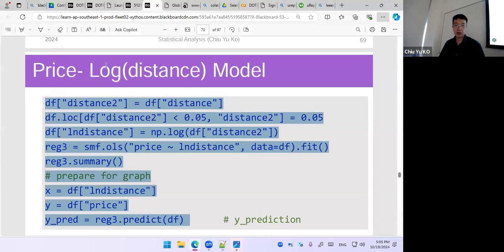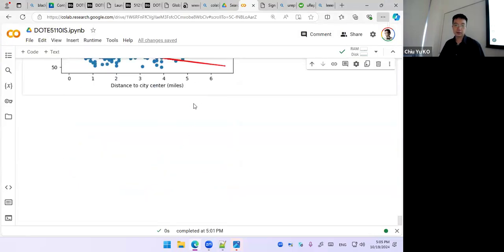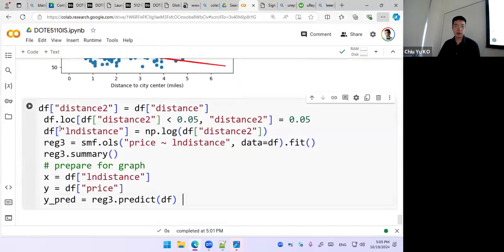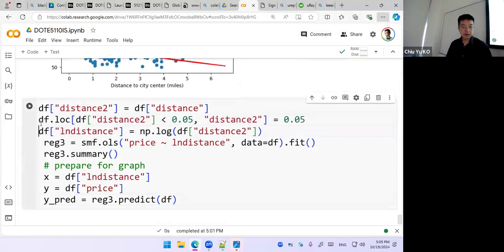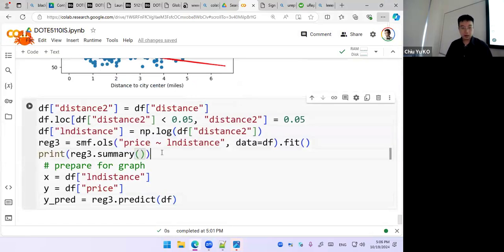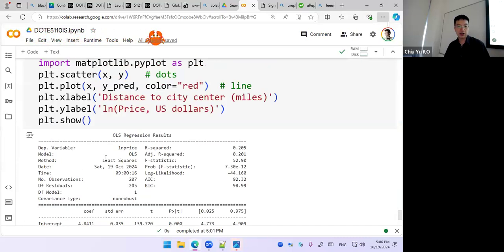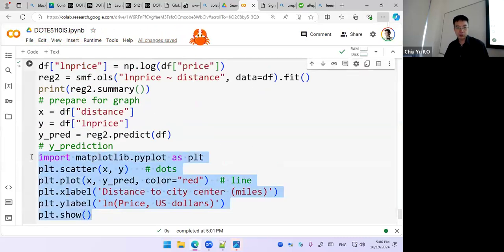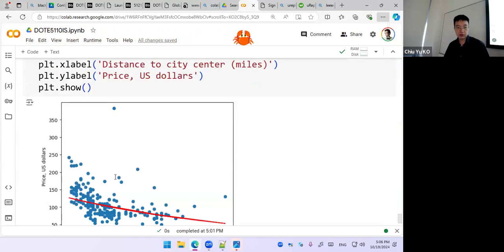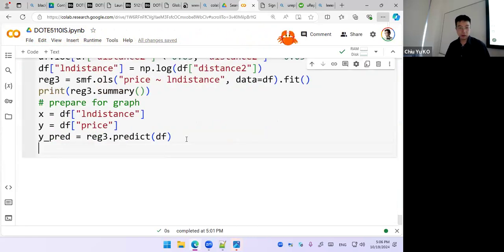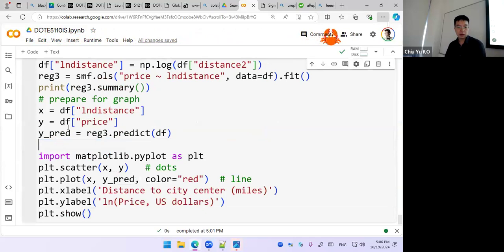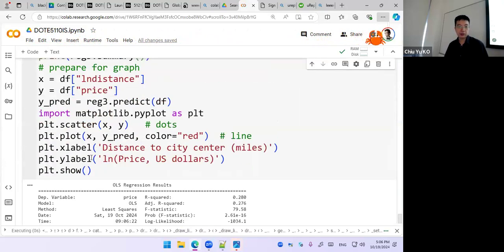So that would be something you can do, okay? This is the thing, right? We run the regression, I can print the summary there, okay? And then I can prepare the graph, okay? It's a linear graph in this one, and we'll do the nonlinear graph as well. The prediction graph. It's a graph that you plot.